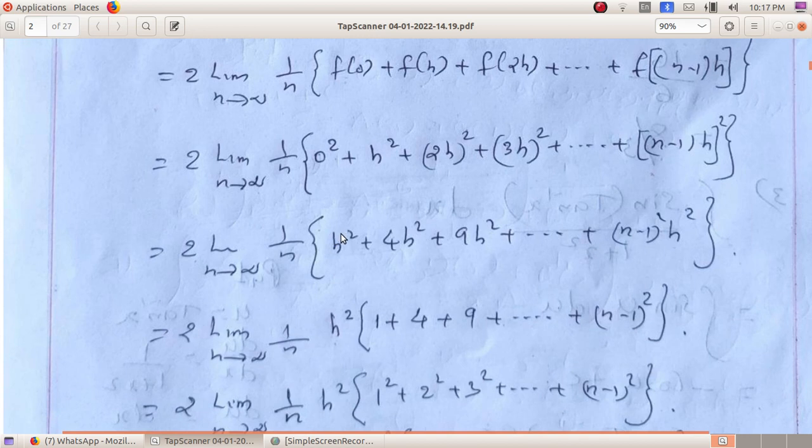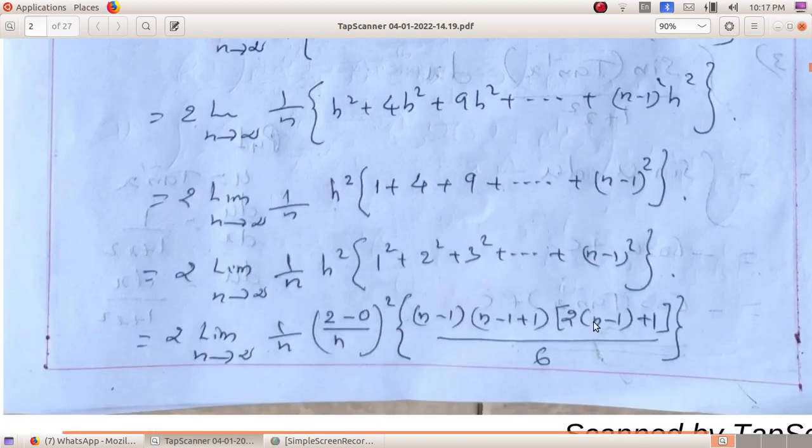Then from here h square can be taken outside. Then 1 plus 4 plus 9 plus etc. plus n minus 1 whole square. 1 plus 4 means 2 square, then 3 square up to n minus 1 whole square. Then 1 square plus 2 square plus 3 square plus 4 square plus 5 square plus etc. plus n square, its formula is what? N into n plus 1 into 2n plus 1 divided by 6.